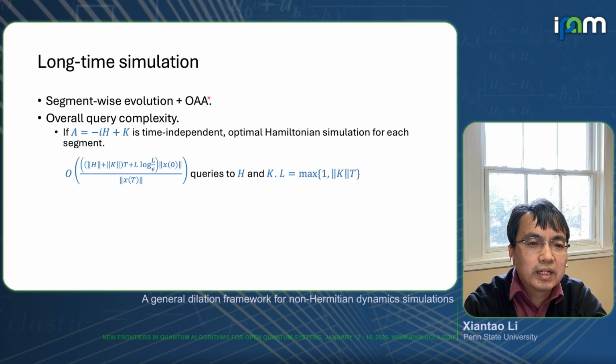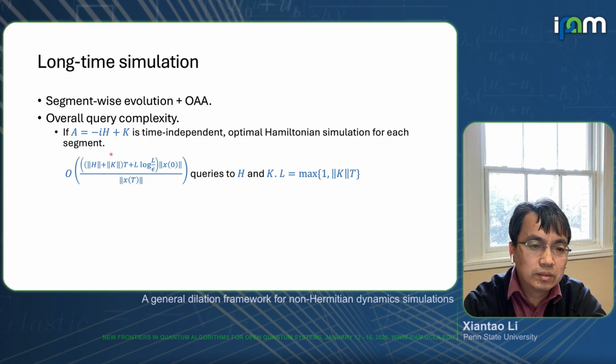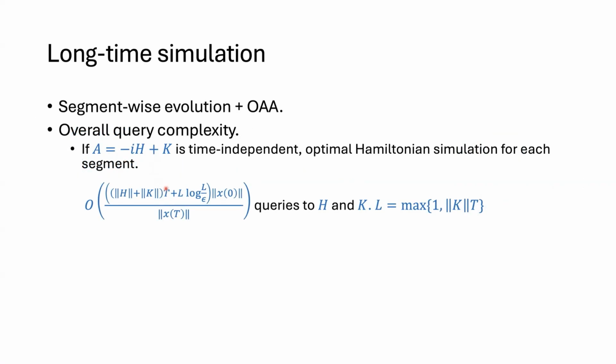So the overall complexity is, for the autonomous case, A is time independent. For each segment, you can apply optimal Hamiltonian simulations. What you pick up is the norms of these two matrices times the segment length, plus log of 1 over epsilon. But after L segments, the overall complexity is going to be roughly speaking the norm of A times T, and then plus this log term.